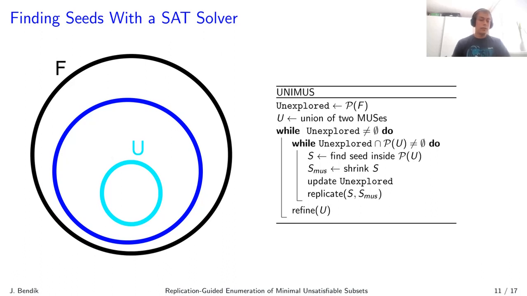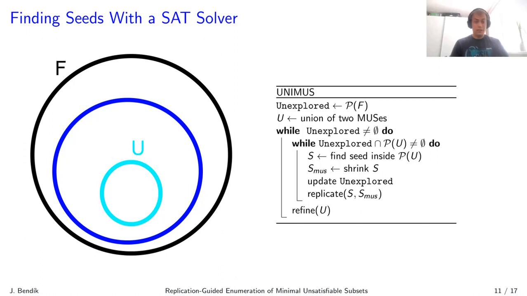To do that, we repeatedly ask the map solver for a maximal unexplored subset, and we are trying to find a seed. So we ask for a maximal unexplored subset, we check it for satisfiability, it's satisfiable, so we ask for another one, and we find a seed, so we shrink it to a mousse. And we repeat this procedure. So we identify all mousses inside U. Once we explore every subset of U, we enlarge U.